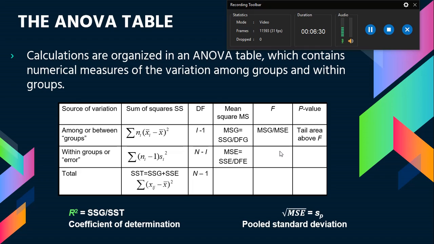So when we organize our values inside this ANOVA table, we can analyze where the variation comes from. When we build the ANOVA table, remember the mean square error, when that's square rooted, will give us our sample standard deviation, and it is pooled. And then our coefficient of determination, R squared, is based on the ratio of sum of the squares groups divided by the sum of the squares total.